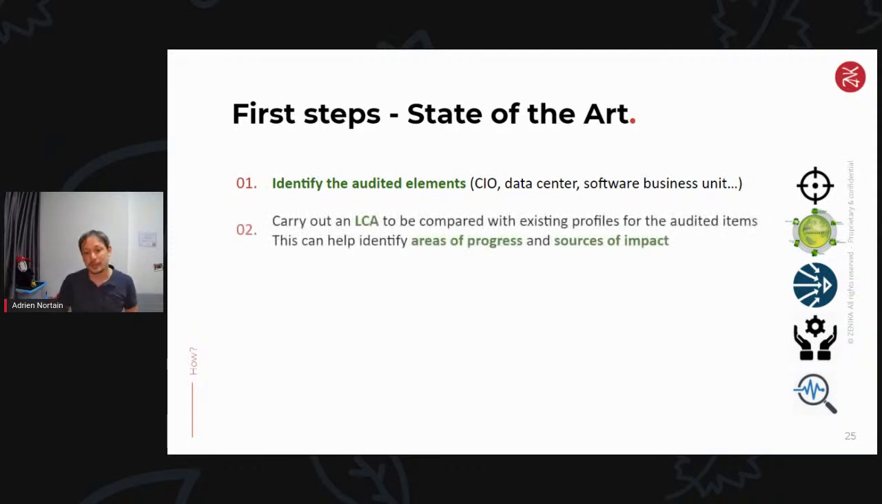Then you need to carry out the actual LCA. You need to also compare it with existing profiles for each audited item. So you look at your data centers. Okay, what is the consumption of that? Let's look at other data centers. Do they produce less or more greenhouse gases? What is the difference? And you start comparing as well. It does sound a bit like data analytics and big data at this point. That's why it's a bit tricky, because you need experts in that area as well. So this is where you can identify the areas of progress, the sources of impact, and you can start acting on them.